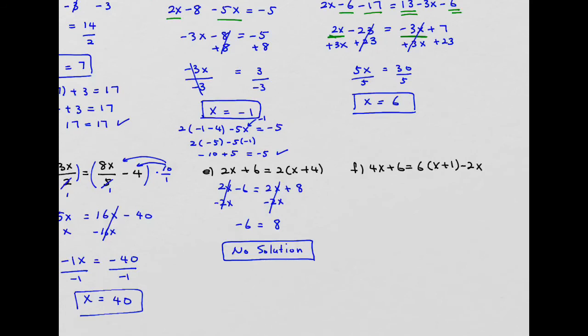We need to open the parentheses first. Then you get 6x plus 6 minus 2x. When you combine the like terms, you get 4x plus 6 and 4x plus 6. And before I go any further, I can see that your right side and left side, both sides, are identical.